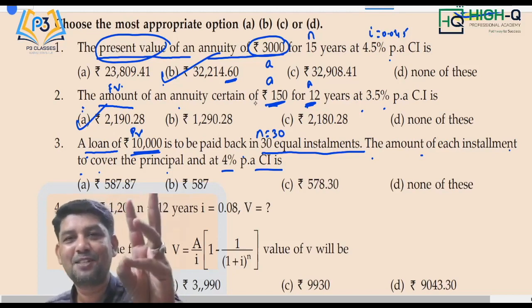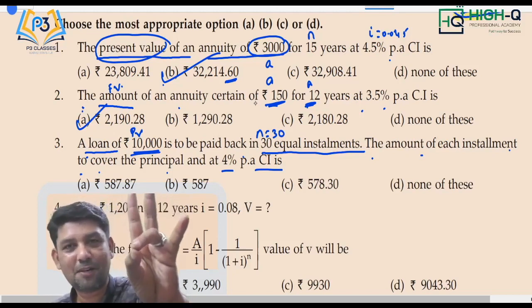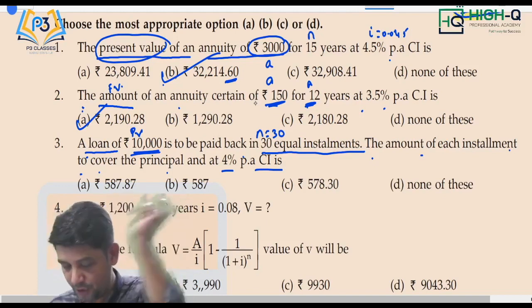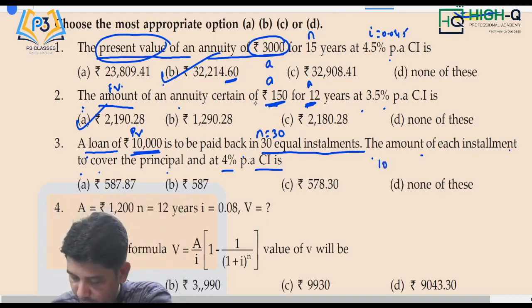Nothing is mentioned about annuity type, nothing is mentioned about compounding. Therefore, it is a regular annuity, and interest is calculated annually. So the formula I'm going to use: 10,000 is equal to the annuity amount A times (1 minus 1.04 whole power n, where n is 30) divided by 0.04.